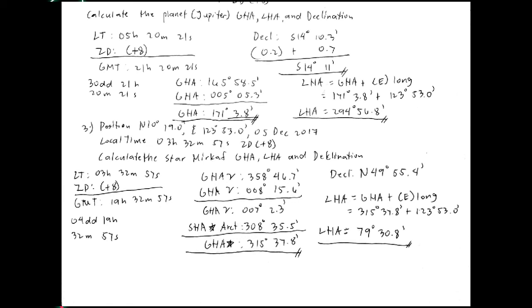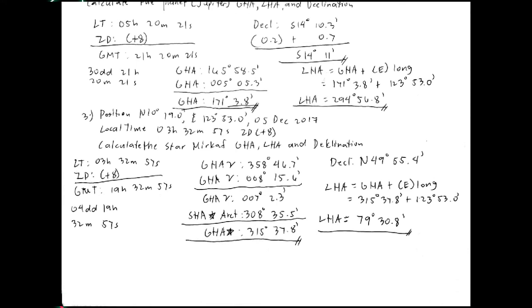We will just add, so we have the final GHA of 007 degrees 2.3 minutes. Next is the SHA, or the sidereal hour angle of the star. We will locate the value in the nautical almanac under the specific star, which is 308 degrees 35.5 minutes. We add the GHA and the SHA to get the GHA of the star, which is 316 degrees 37.8 minutes.